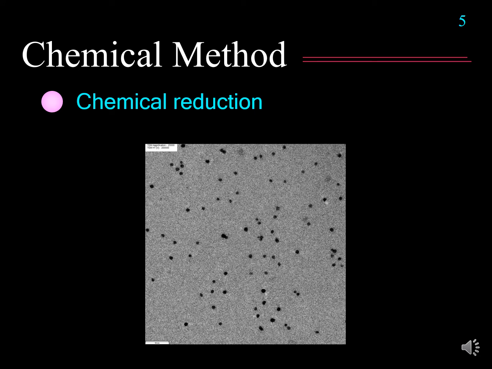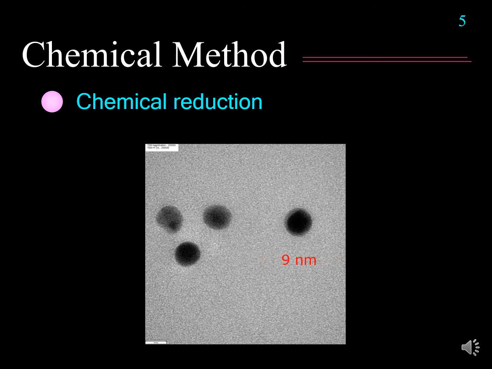Just mix them together, heat to about 80 degrees Celsius for half an hour sometimes, or less than an hour, and then at the end we have this red color solution. From the TEM image, as you can see, we can see the little circular dots here, and these are gold nanoparticles synthesized from the Turkevich method. And if we zoom into the picture a bit more, we can see that our spherical gold is about 9 nanometer. This is actually from my lab.